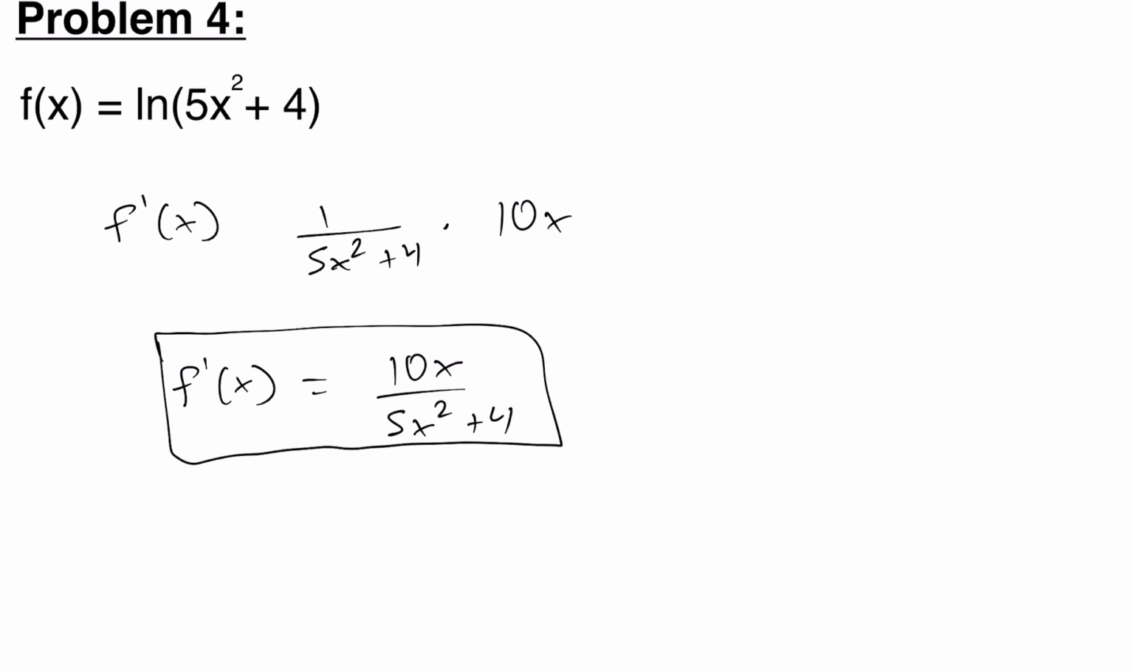So remember, whenever you're given a composite function, you need to take the derivative of the outside, multiply it by the inside left alone, and then multiply all of that by the derivative on the inside.